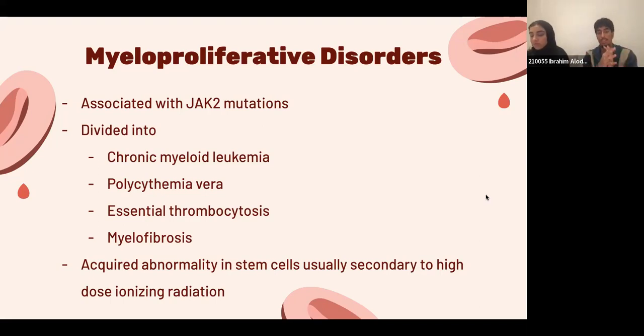They're divided into these four things: chronic myeloid leukemia, polycythemia vera, which was just the question on, essential thrombocytosis, and myelofibrosis. I think the two highest yield ones here would be CML and polycythemia vera. Usually what's happening is that this is an acquired mutation, so they're not born with it, in the stem cells, usually secondary to radiation that they've been exposed to.